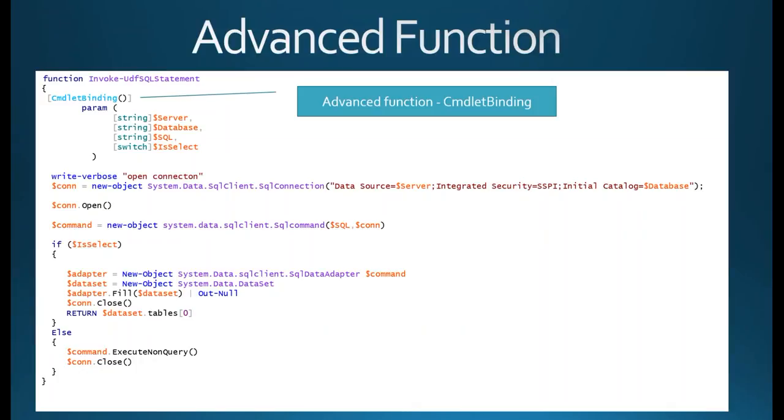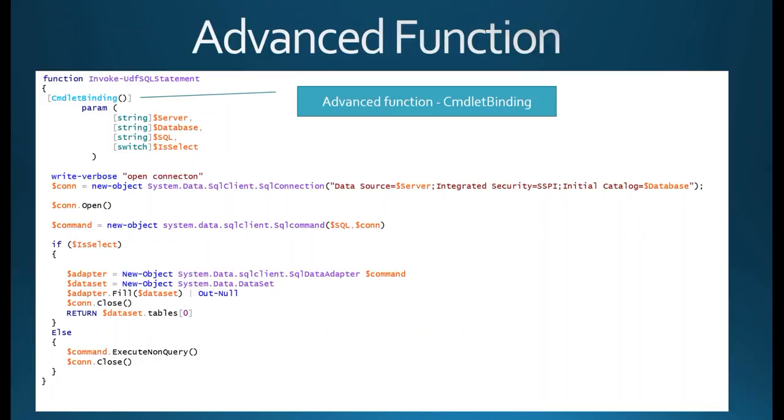So by putting CmdletBinding in place, you get access to all the common parameters and built-in functionality of PowerShell. Without that, if I were to try to use Write-Verbose, it would fail. It would just ignore the statement if I put that in without the CmdletBinding. And I'll show some of that a little bit. But that's the main thing with CmdletBinding: it activates that.